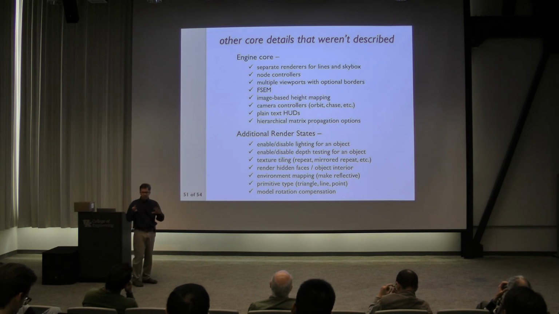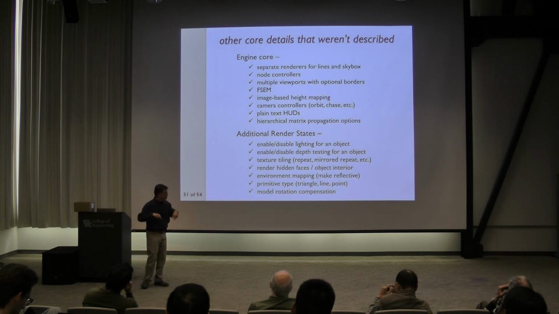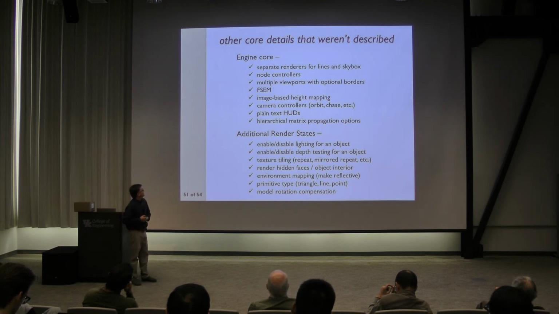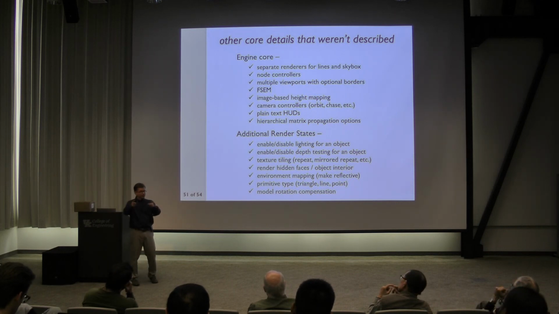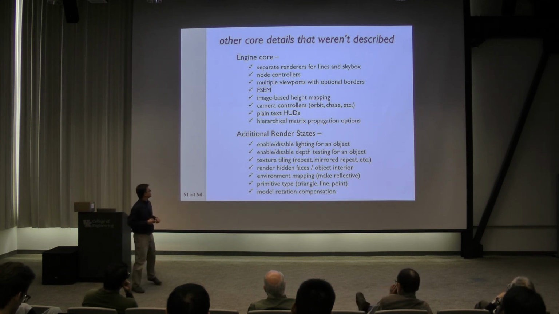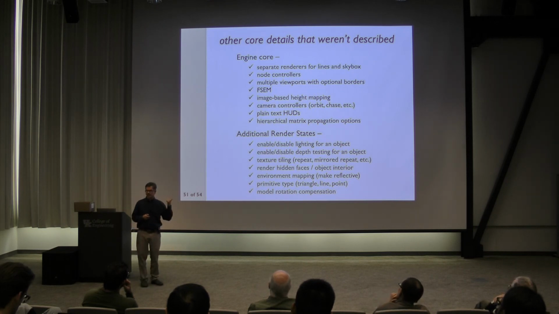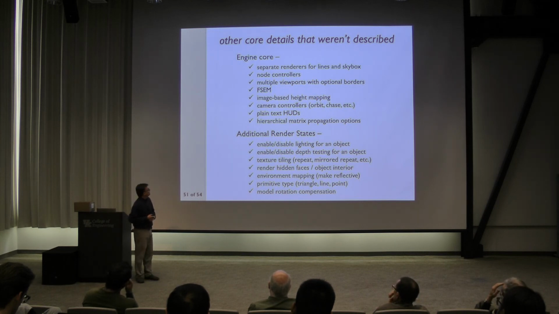I didn't describe multiple viewports and how you can add borders to them. Height mapping for terrain is in there. It just follows what's in the textbook. So there's 3 of you that are armed with that. Let's see, camera controllers, like orbit controller, a chase controller. I didn't put how that's done in here because that's an assignment I give the students to do, is write a camera controller and add it to TAGE.